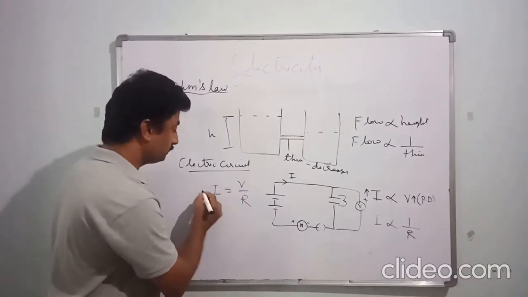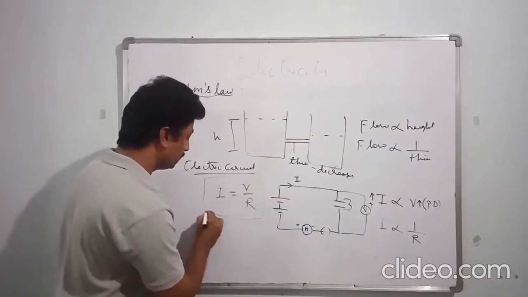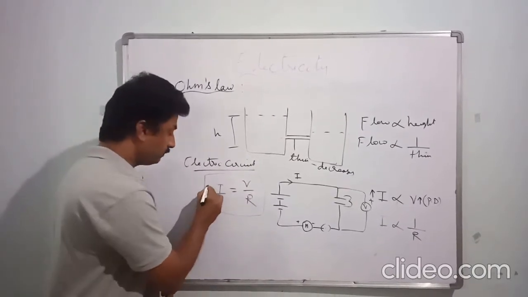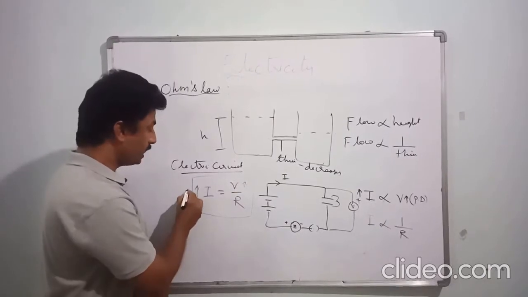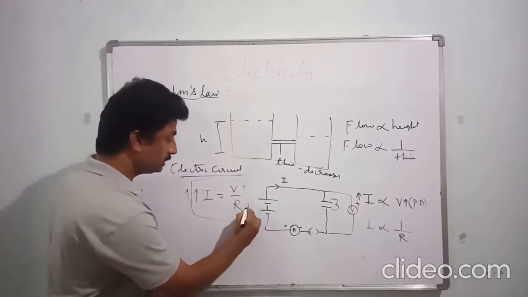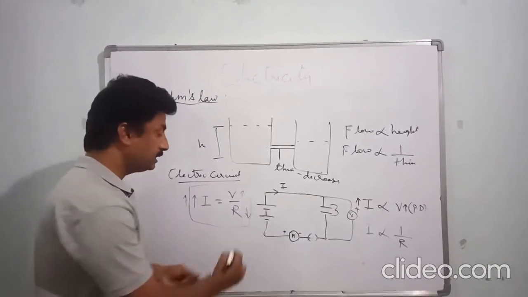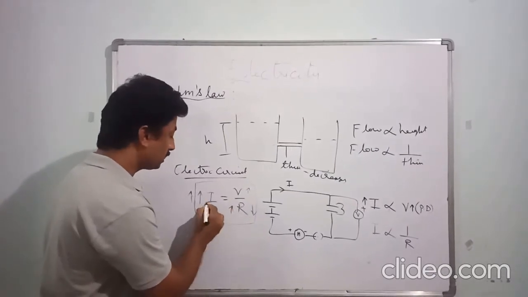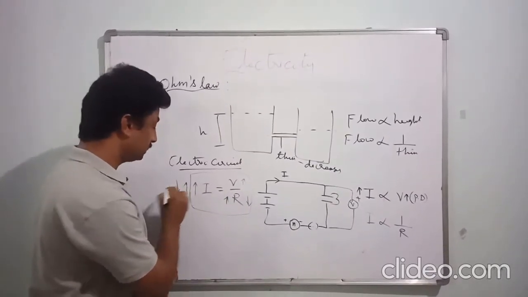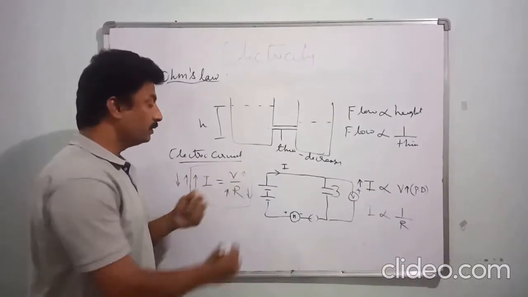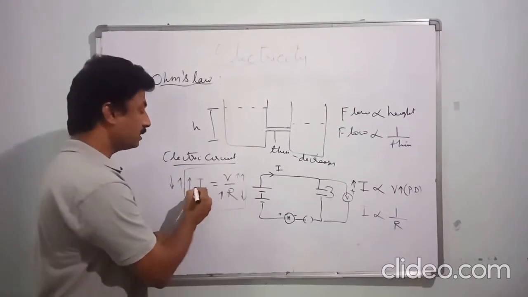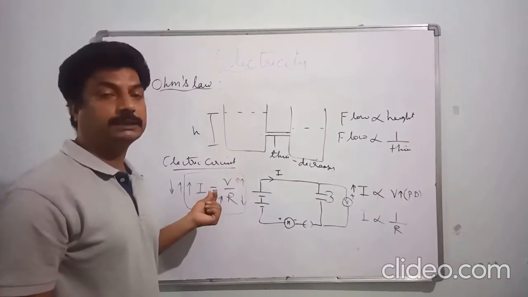In this case, this is a very important formula. If the voltage increases, the current increases. If the resistance increases, the current decreases. Resistance increases, current decreases. Voltage increases, current also increases.